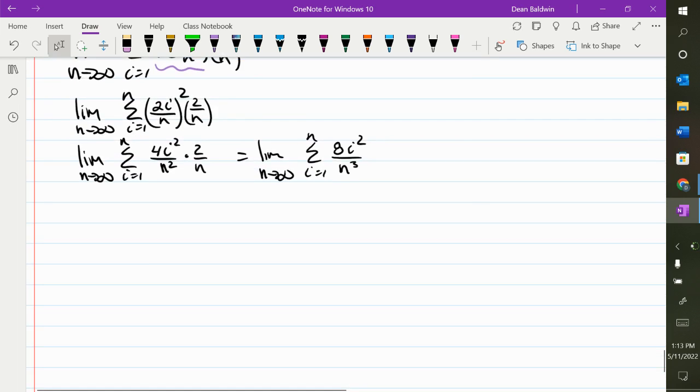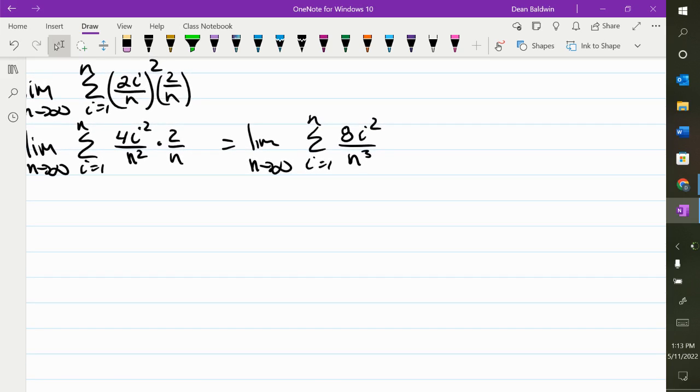Now we pull out the 8 over n. Yes. Anything that is not an i, pull it out.